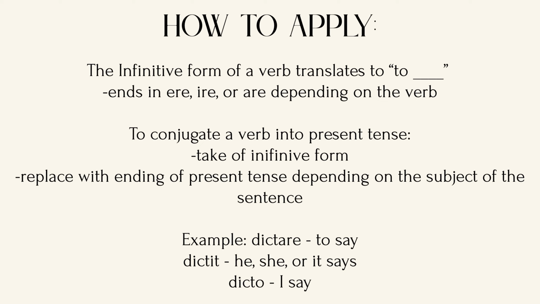So if I have the Latin verb dicere, which means to say, I can conjugate it to dicit, which means he, she, or it says, and dico means I say, because o ending means first person of the verb, which means I. That's all for lesson 1, and thank you for listening.